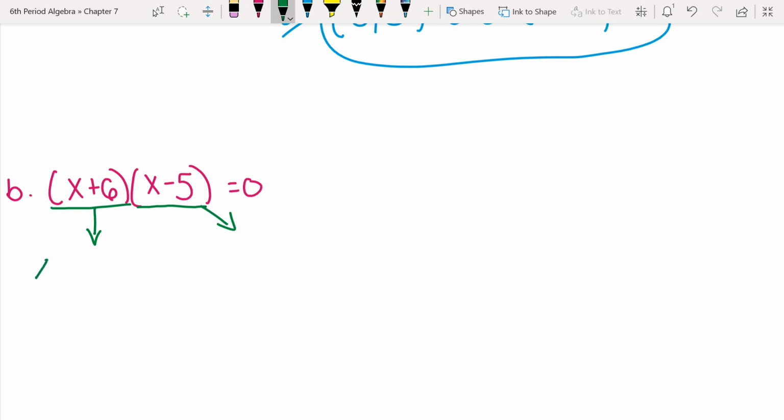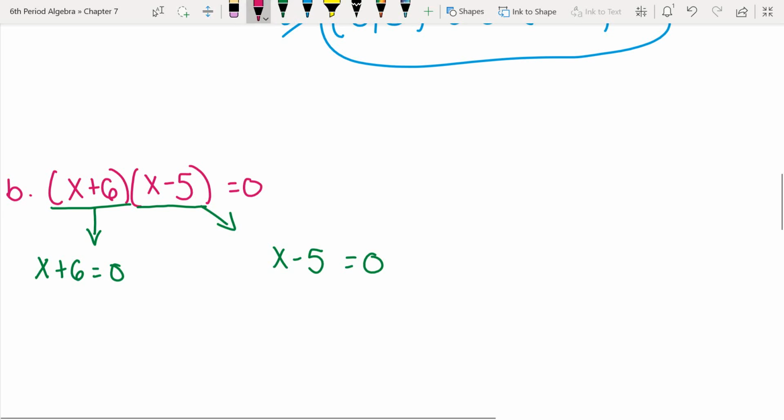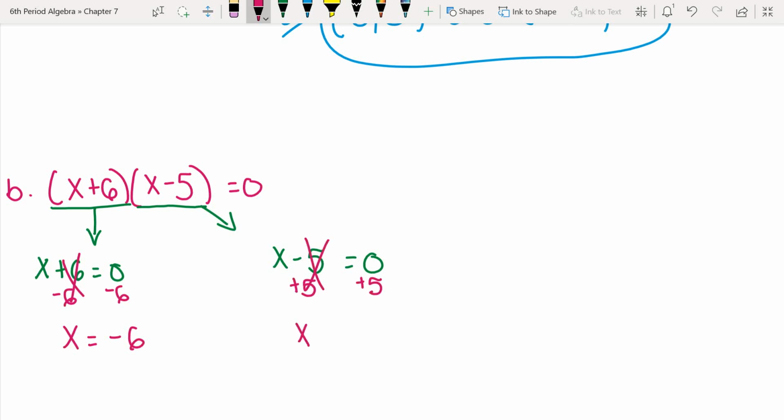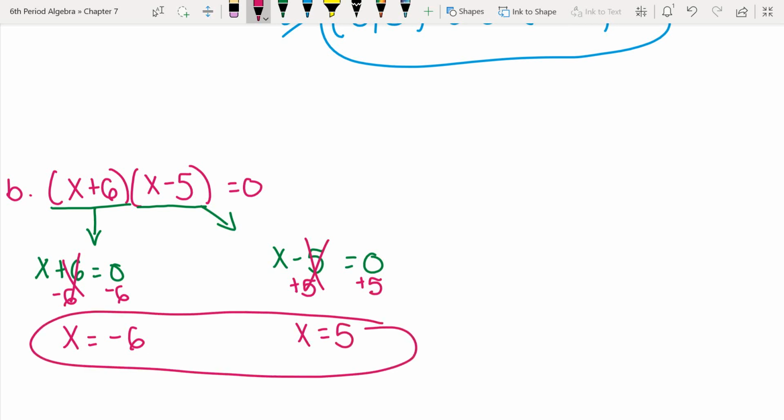So it's kind of like you're making two mini problems, and you have x plus 6 equals 0, and x minus 5 equals 0. Two mini problems, and you need to solve both of them for x. Both of them are a one-step equation. In order to get x by itself in the left expression, you subtract 6. And we have a potential answer of x equals negative 6 on one. For the second expression, to get x by itself, you add 5 to both sides. And we'd have x equals positive 5. Those are our two answers.